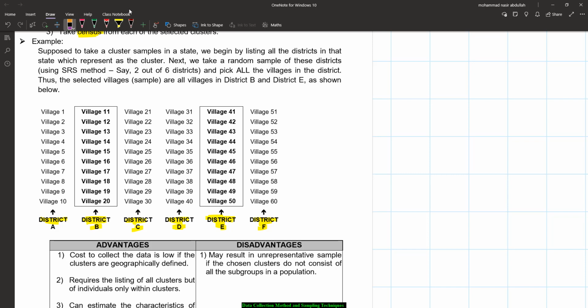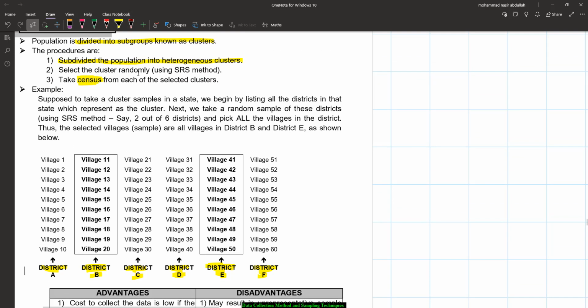So let's say we have like this situation. So let's say total population, let's say 200k, very large population members, right? So to get the list of sampling frame also nearly impossible lah, right? So we divide the population into subgroup known as cluster, and then we select cluster randomly using simple random sampling. So now we have 6 cluster, 1, 2, 3, 4, 5, 6.